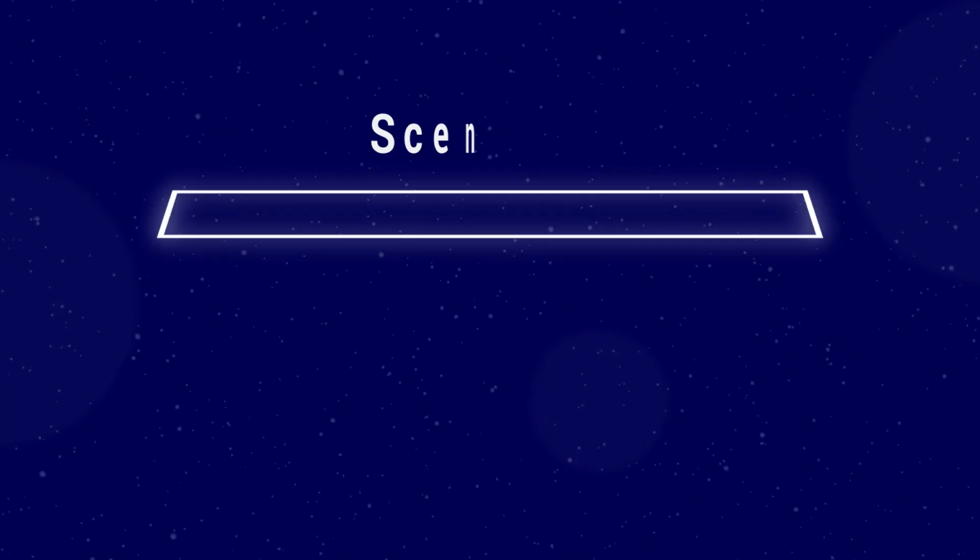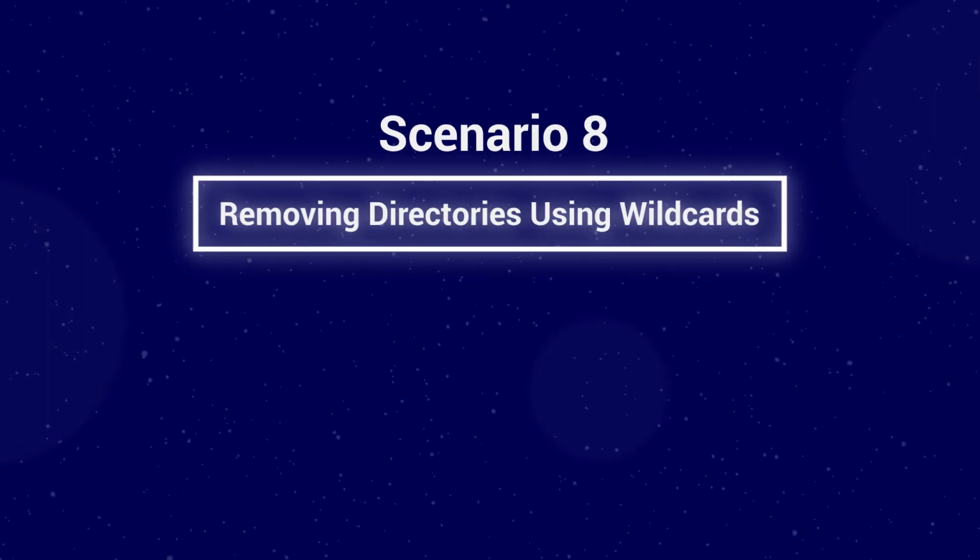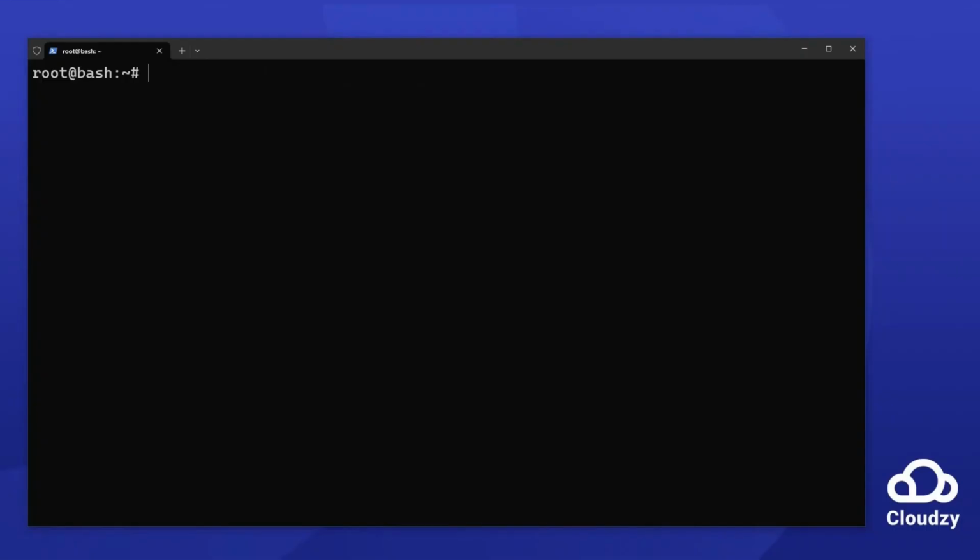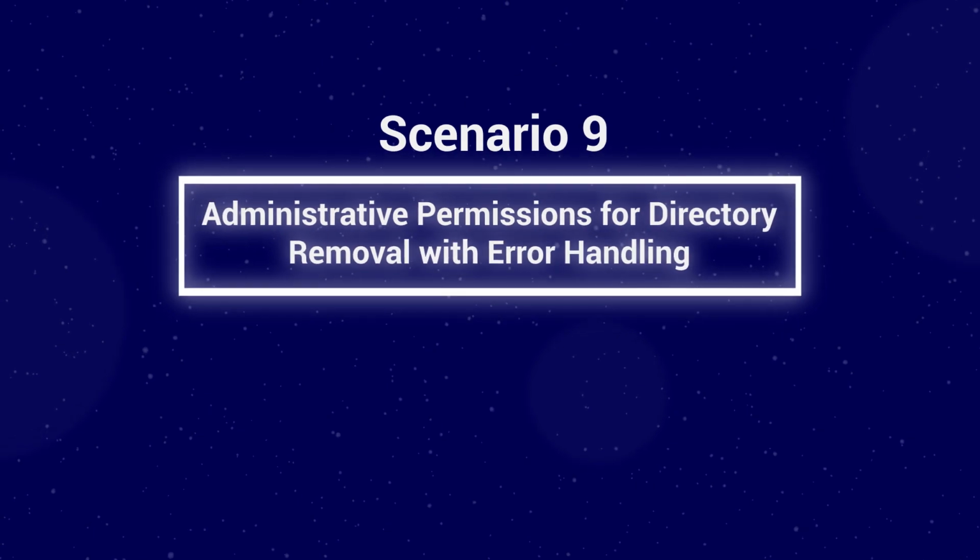Scenario 8. Removing directories using wildcards. First, we create several directories named dira, dirb, and dirc using mkdir. We then demonstrate the use of wildcards to remove these directories by running rm -r dir*, a powerful tool that must be used carefully.